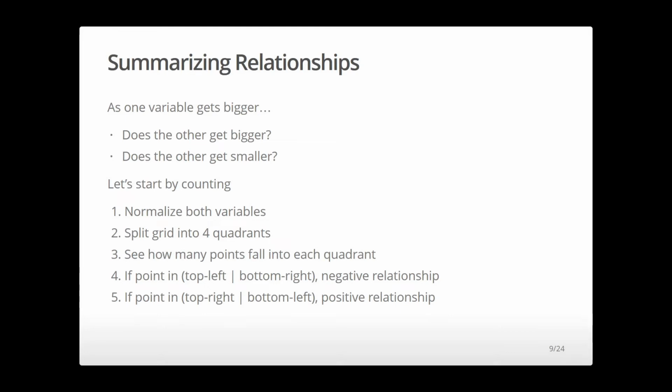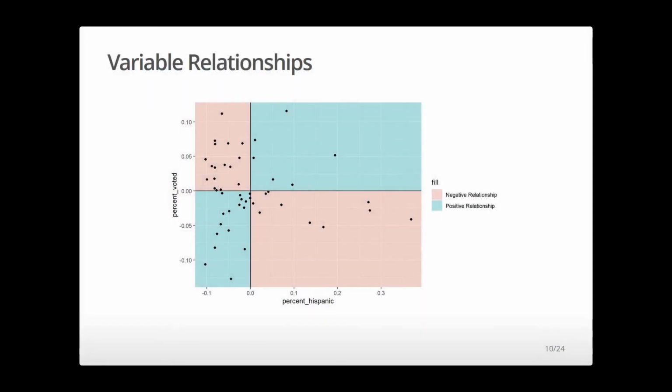That is, as one variable gets bigger, does the other get bigger as well, or does it get smaller? One way to try and answer that question is just to count. Why don't we normalize our variables? That is, subtract the mean from each value and plot this scatter again, but this time with lines indicating where 0x and 0y are. Now we can count how many points are in each quadrant of this scatter plot.